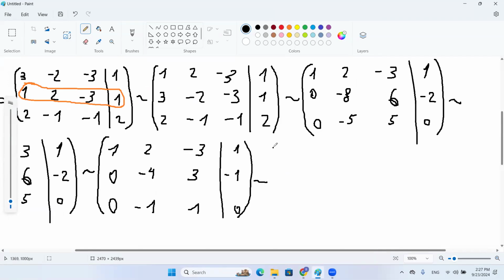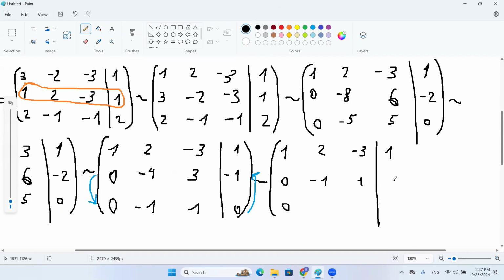And now, for more convenient calculations, I will do the next actions. I will swap these rows. So actually, yeah, if you divide both sides of the equation, nothing changes. So what we actually did here? Minus 1, 1, 0. Here minus 4, 3, minus 1.